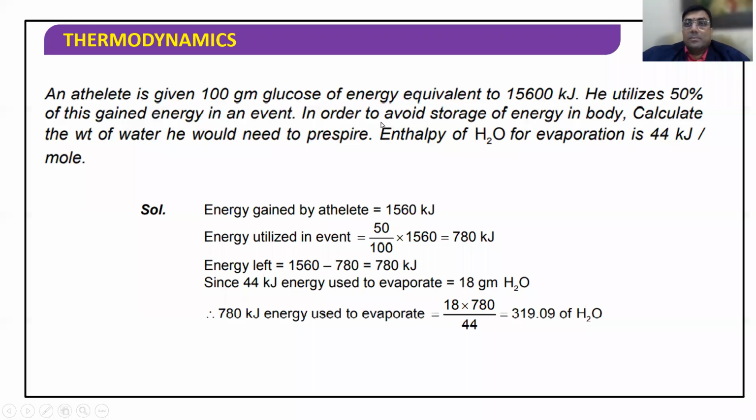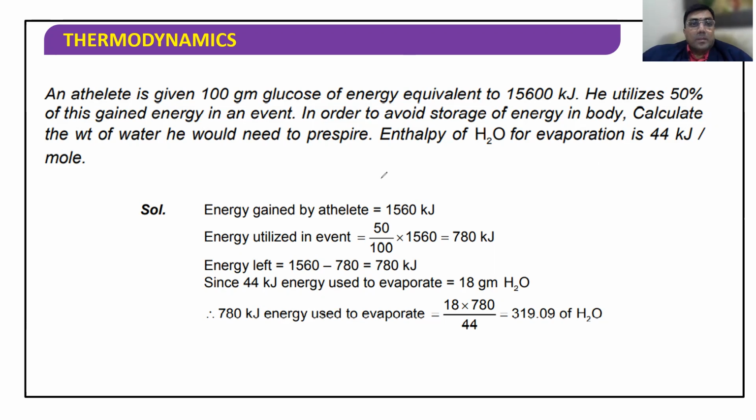Yeah, it's a nice question. See, an athlete is given 100 grams of glucose of energy equivalent to 15,600 kilojoules. So 100 grams of glucose is giving the energy 15,600 kilojoules. But he utilizes only 50% of the gained energy in this event. In order to avoid storage of energy in the body, calculate the weight of water he would need to perspire. Enthalpy of water for evaporization is 44 kilojoules. It's a nice question.